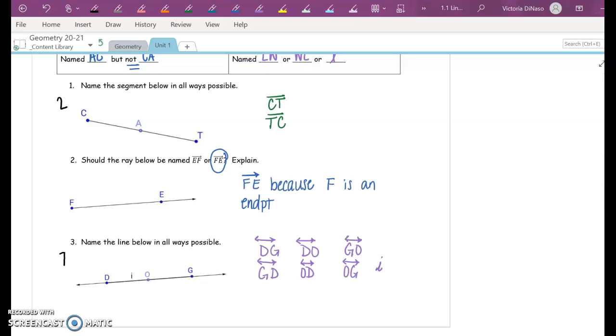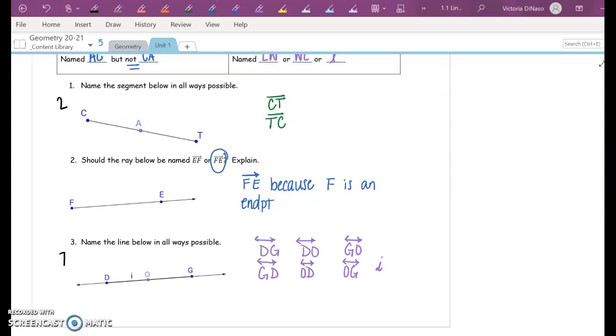For number 1, we can name it CT or TC. Notice I never use that A, and we can only use 2 letters when writing the name of a segment, so never 3. So we did not use that A. We depicted from C to T, that is the full segment length, so CT.